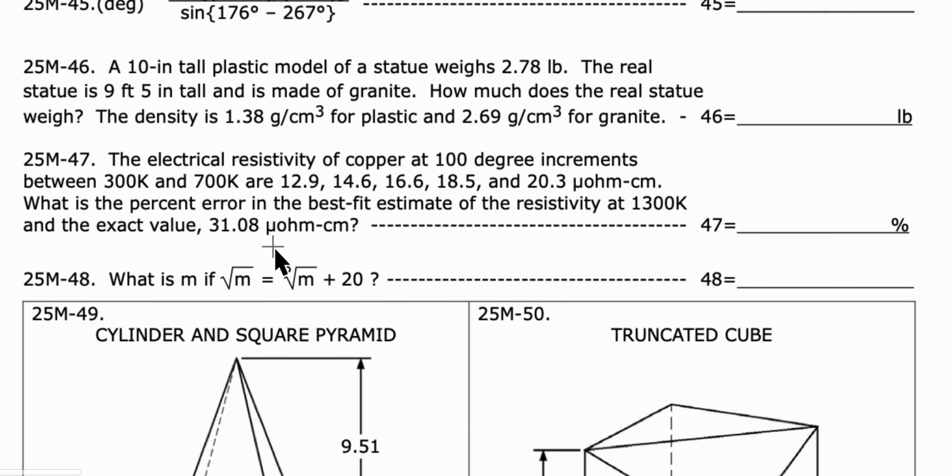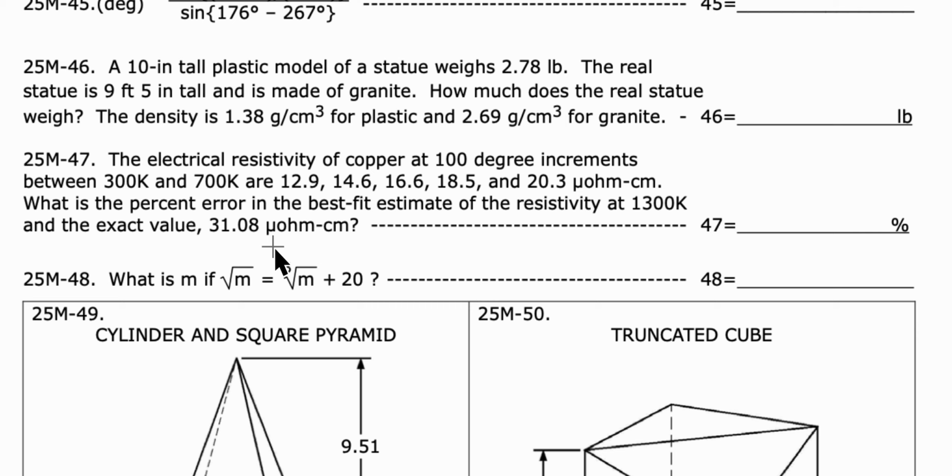47, linear regression. We're going to do this in our stat register. The electrical resistivity of copper at 100 degree increments between 300 and 700 are as such. They want us to find the percent error in the best fit value of the resistivity at 1300 if the exact value is 31.08 micro-ohm centimeters. Thankfully, they don't tell us anything about the proportionality, so we can assume that it's linear or direct. So start punching in the numbers.